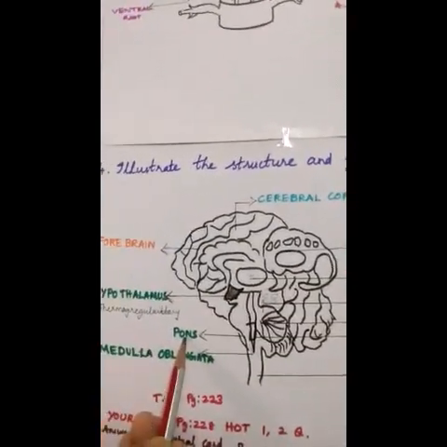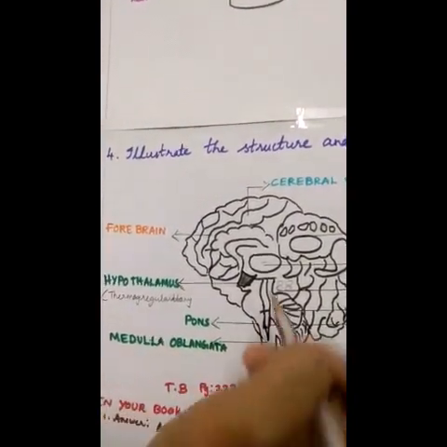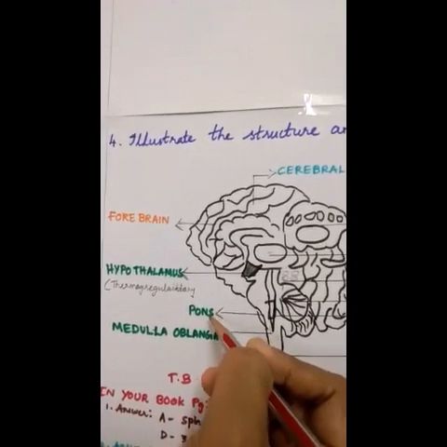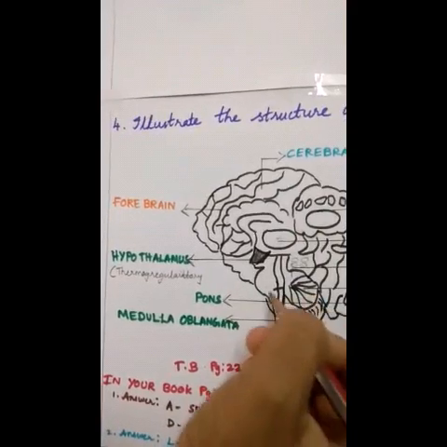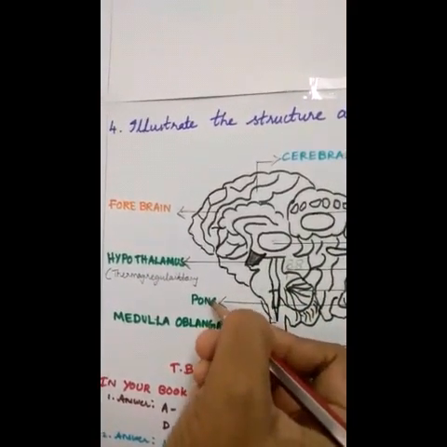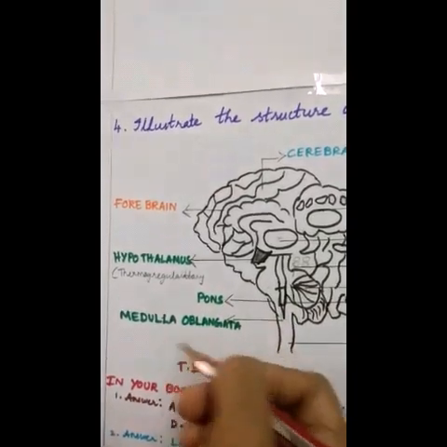Right, next side heading, pons. Pons is a Latin word, meaning bridge. It has nerve fibers that connect the cerebellum. What is its function? It controls the sleep cycle and respiration.